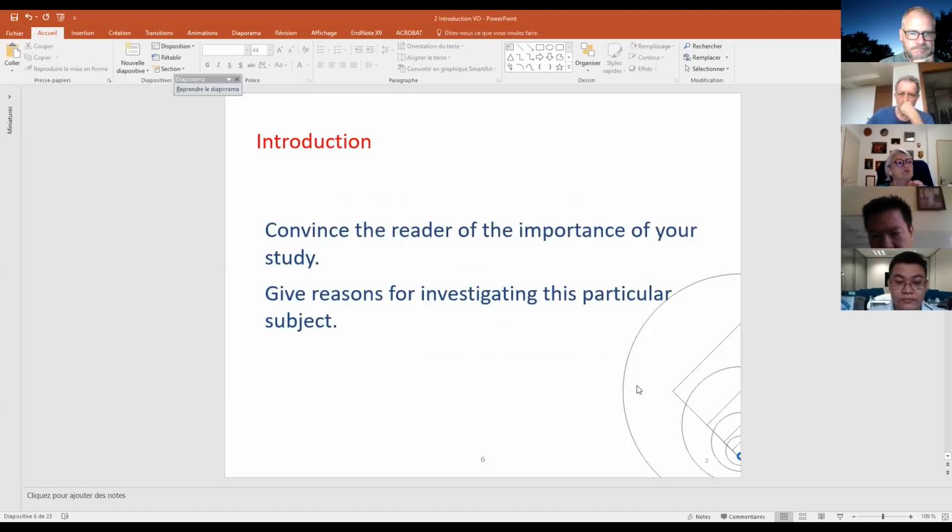Right. So your objective, you need to convince the reader of the importance of your study. You need to give reasons for investigating this particular subject. If we think about the PDF, what we had was that Burkholderia pseudomallei is the pathogen for melioidosis. It's a disease that is endemic in Laos. And so we need to know where people are getting it, because you see it in farmers and agriculture, farmers and fishermen in the water. So keep that in mind.